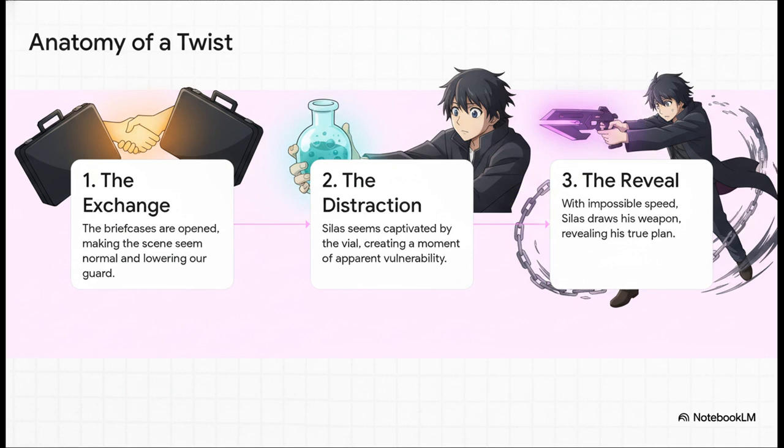Step 1, the exchange. The briefcase is open, everything seems to be going according to plan. That makes us and Kid relax a little. Step 2, the distraction. Silas looks at the vial and for a second he looks vulnerable. And that's the bait. Kid thinks, "This is my chance." And then step 3, the reveal. Silas moves, and with lightning speed, the whole game changes.